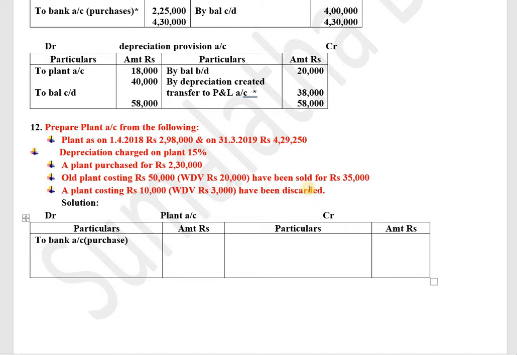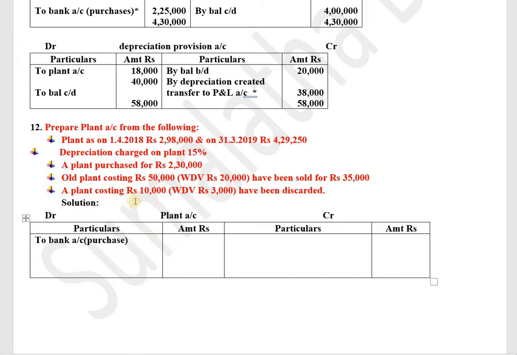Immediately when there is a sale transaction happening, you need to find out whether there is a profit or loss. 20,000 worth of plant is being sold for 35,000. That means you are getting a profit of 15,000. That has to be recorded on the debit side. Getting my point? And all these things will be transferred to the P&L account.